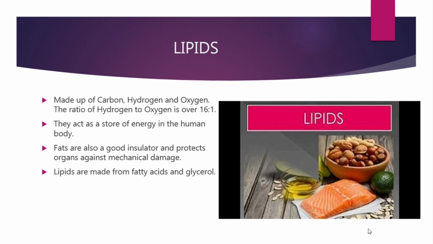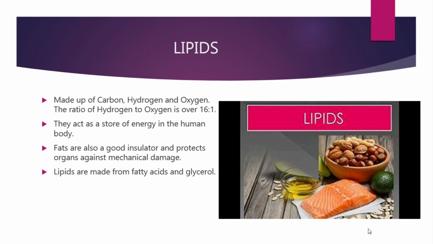So our next component is lipids. The composition of lipid is carbon, hydrogen, oxygen. This is the same as that of carbohydrate, but the ratio of hydrogen to oxygen is over 16:1. For example, if there are 16 hydrogen atoms, there would be one oxygen atom. If there are 32 hydrogen atoms, there would be two oxygen atoms. So this is the composition of lipids.